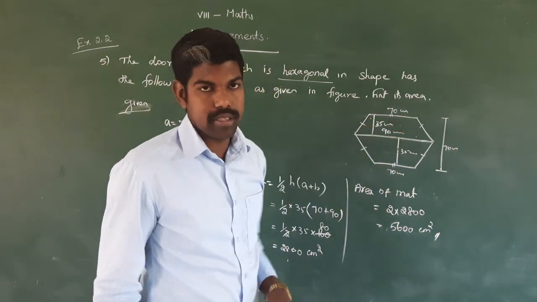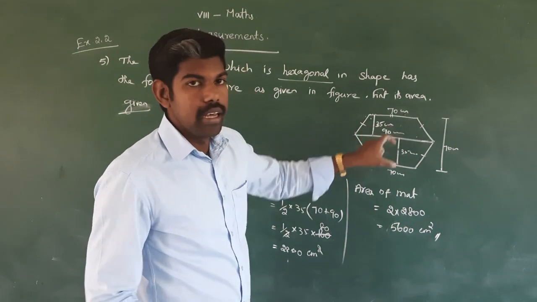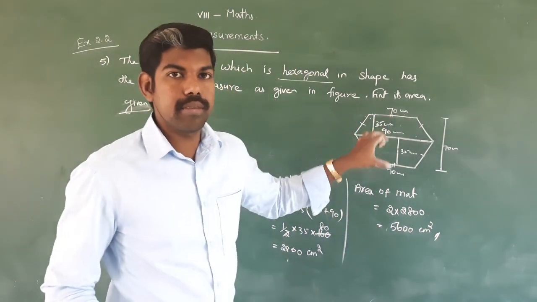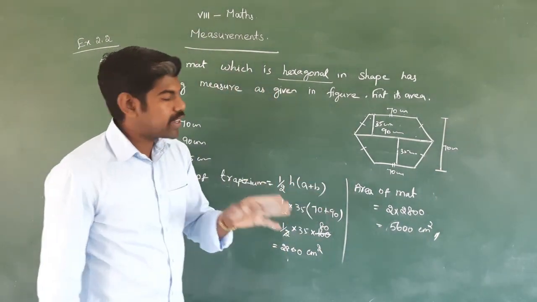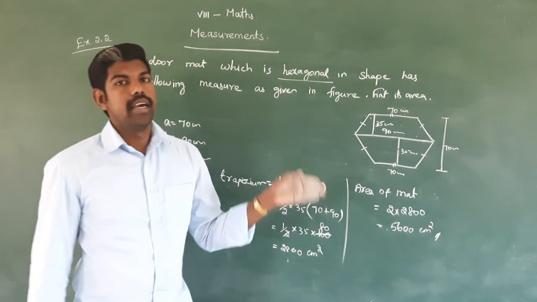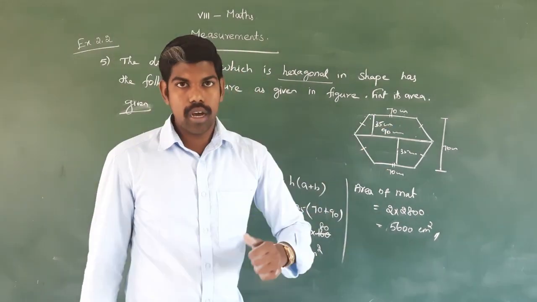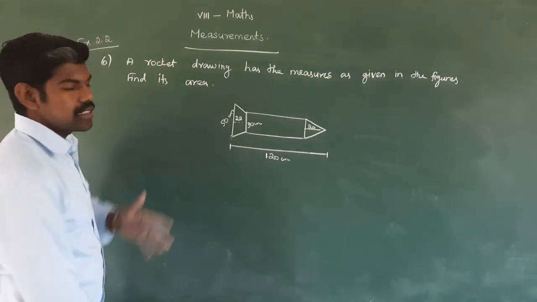These two trapeziums have the same measurements. Therefore, the areas of these two trapeziums are equal. So first we find the area of one trapezium. Next, area of mat is equal to 2 multiplied by area of trapezium. Understand? Okay.